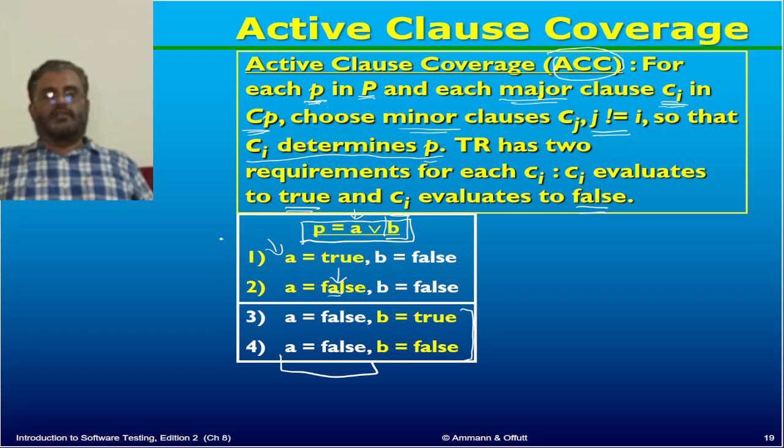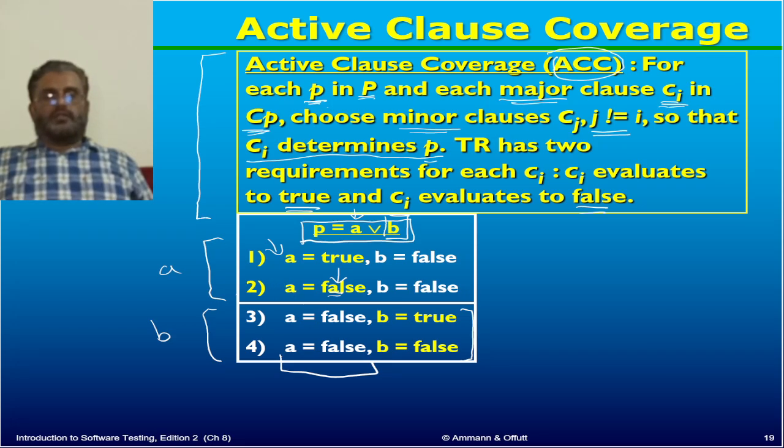So in the first two rows, we made A the active or major class, and in the last two rows we are making B the major class and A the minor class. So there were only two classes in this predicate. We made them active one by one, and we also set their values to be true and false. It means we have fulfilled all the conditions of active class coverage, which were given in this definition in the box on the top.